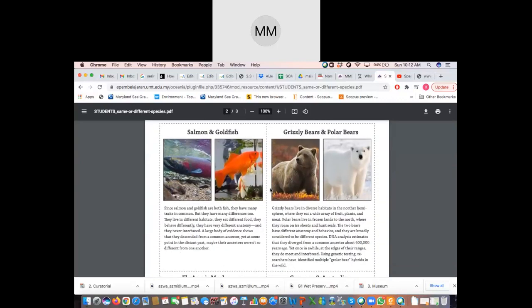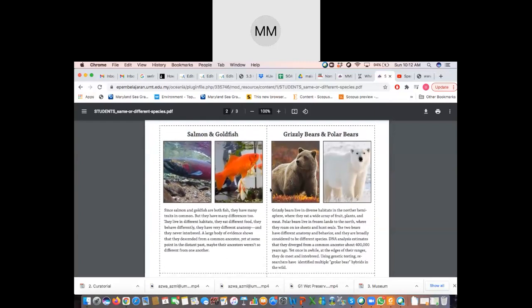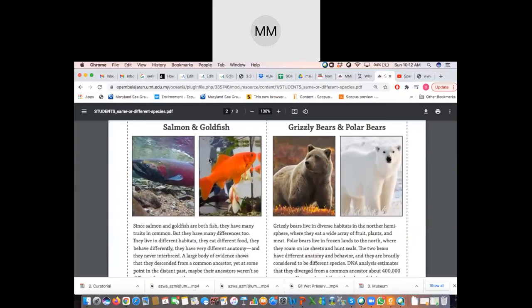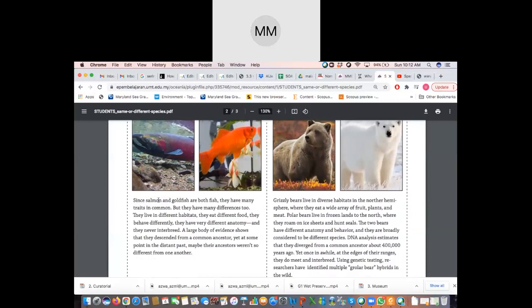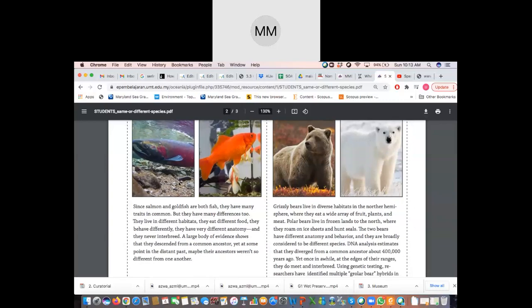All right, so let's try out some examples, okay? The first one is about salmon and goldfish. What they wrote here is, since salmon and goldfish are both fish, they have many traits in common, but there are differences too. They live in different habitats, eat different food, have different behavior, different anatomy, and they never interbreed. Okay, so are they the same species or not?